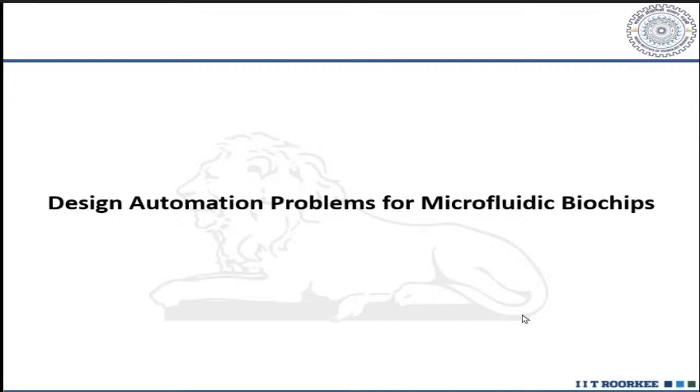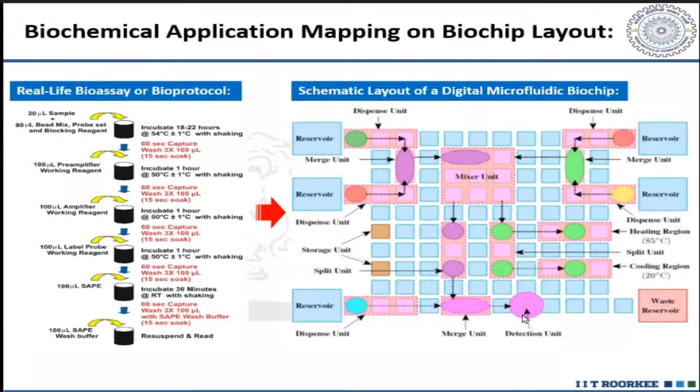Like, where is the need of programming? Where is the need of? So I'll talk about those slightly now. Given a biochemical application, you need to map it onto the chip layout. So that is the main task.